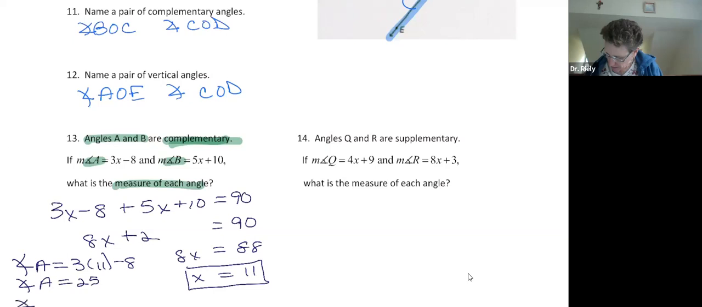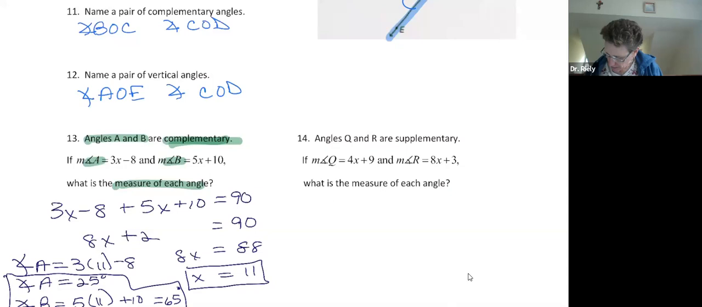Okay, so let's do angle B. Angle B equals 5 times x, and x was 11, plus 10. 5 times 11 is 55, plus 10 equals 65. So these are our answers, and if you add them together, what we should definitely see is that they are complementary. Added together, they equal 90 degrees. That verifies what they told us about those two angles.